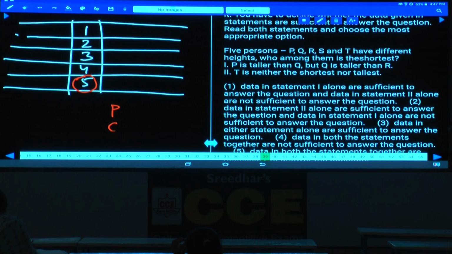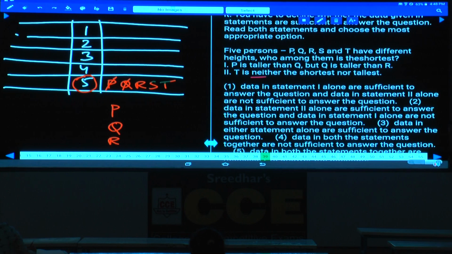Now the question is about the 5th person. P is taller than Q, and Q is taller than R. Among these 5 persons P, Q, R, S and T, with the help of condition number 1, P cannot be the shortest, Q cannot be the shortest; either R, S or T, anyone can be the shortest. 1 alone is not sufficient.